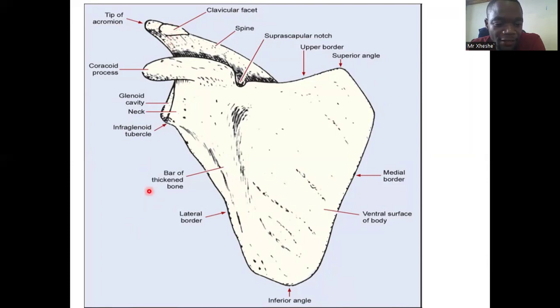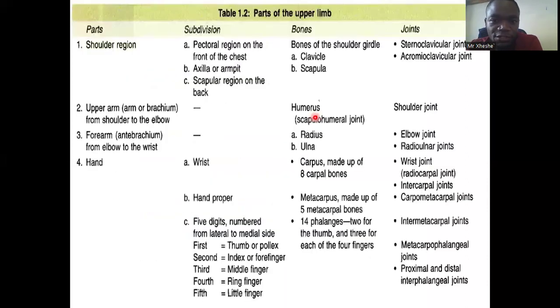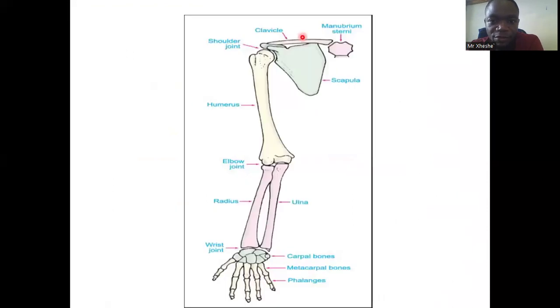Very important joint because it's the only joint that will connect the arm here to the clavicle. There is no joint here to connect the scapula to the skeleton, all right? The only way the arm will be connected to the rest of the skeleton is through a small bone called the clavicle, this bone here.